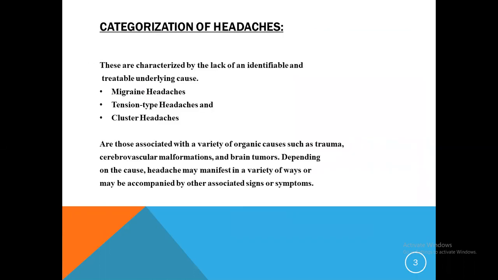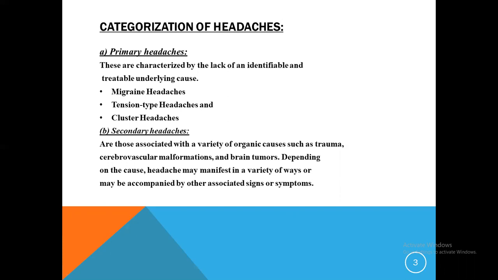In how many categories are headaches divided? Headaches are divided into two categories, of which one is primary headaches and the other is secondary headaches. Primary headaches are characterized by lack of an identifiable and treatable underlying cause, and are of three types: migraine headaches, tension type headaches, and cluster headaches. These headaches could also be called vascular headaches.